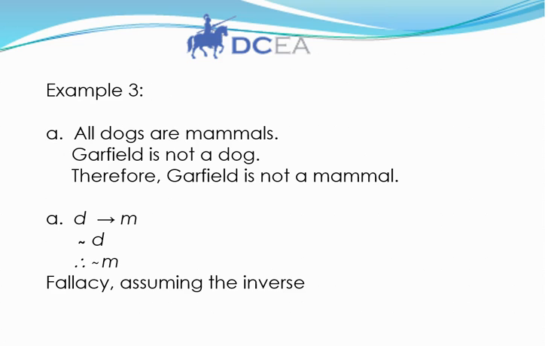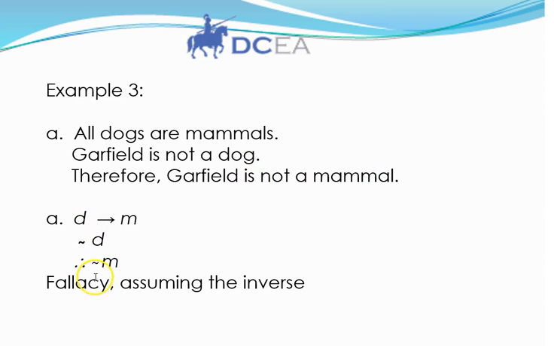Let's look at an example from your book. All dogs are mammals. Garfield is not a dog, therefore Garfield is not a mammal. Just because Garfield is not a dog doesn't mean that he's not a mammal. He might be a cat.